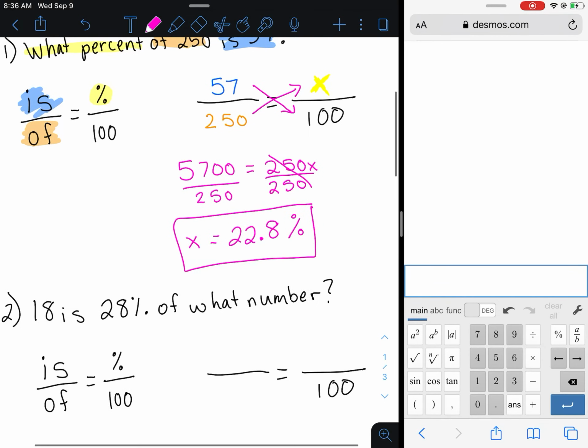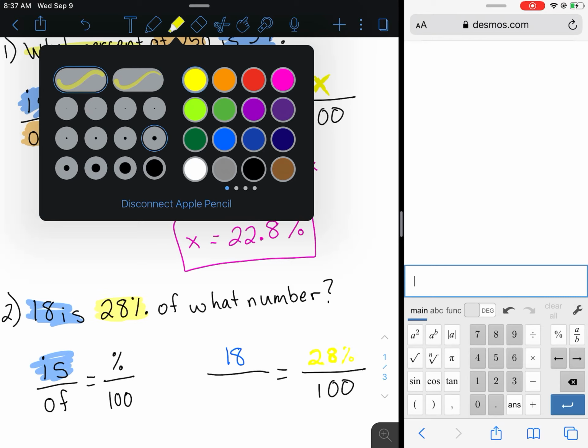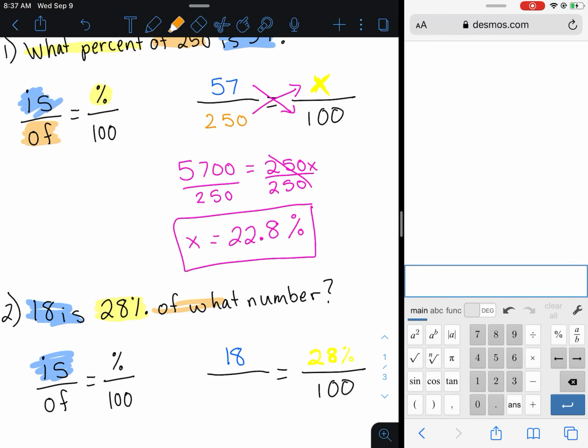So whenever I'm talking about is, it says 18 is, so that's where I'm going to put my 18 in the is spot of my proportion. Then it says 28%. Anytime you see the percent sign, it is automatically the percent. It is not any other part of this. It's not the of, it is not the is. If you see the percent sign, it is the percent. And then the last part here is going to be the of, and that's what it says, of what number. So that is our question.